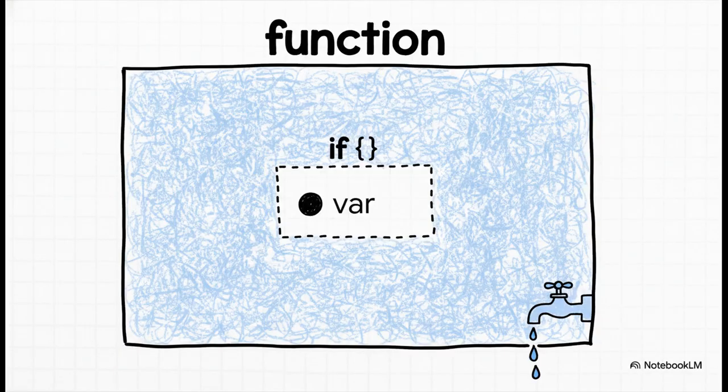And this diagram shows exactly why var can be so tricky. See how the var is declared inside that little if block? In most other programming languages, that variable would be trapped in there, but not with var. Because it's function scoped, it just kind of leaks out into the entire function. You can access it from anywhere and, well, that can lead to some really surprising bugs.